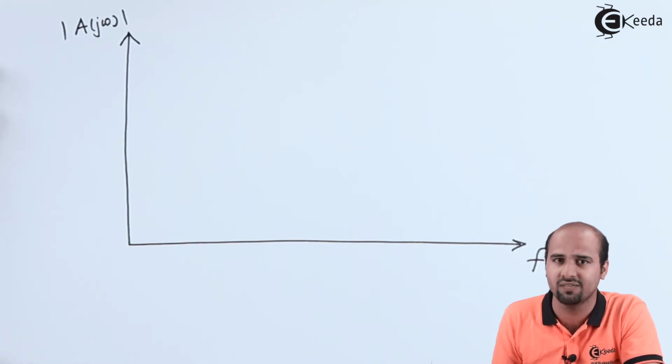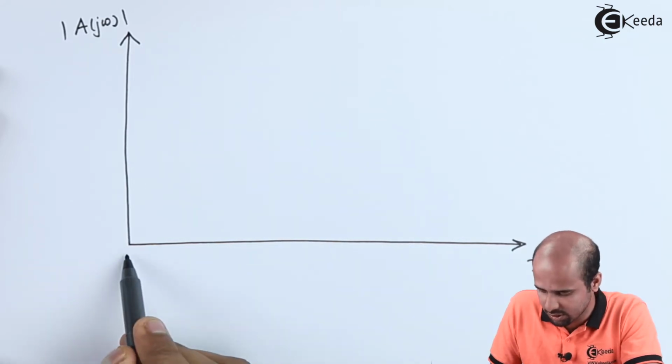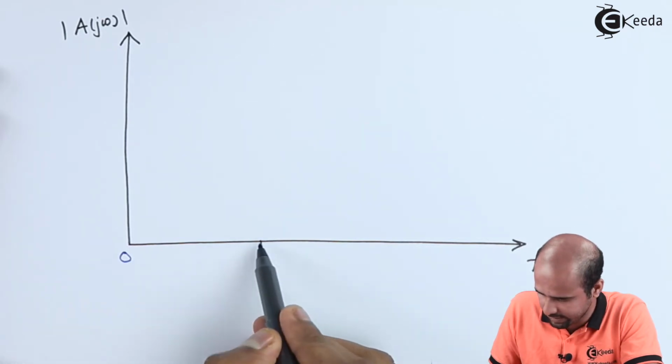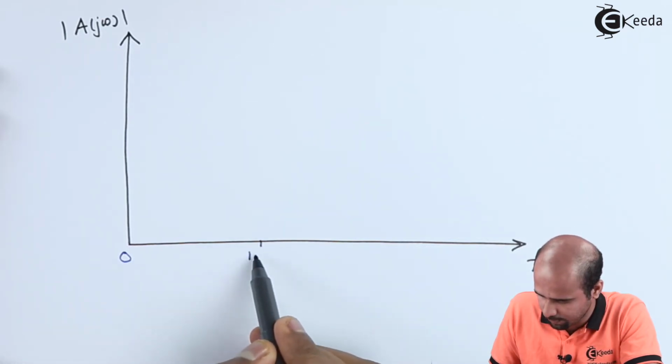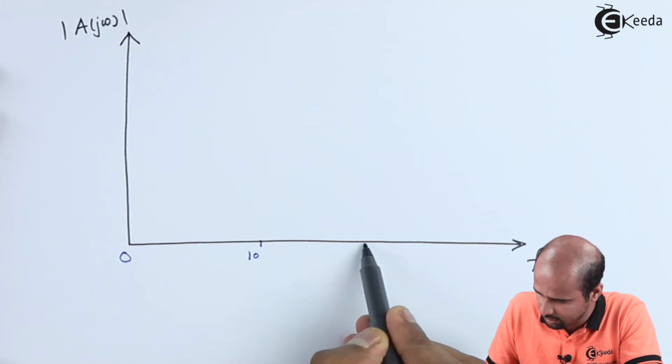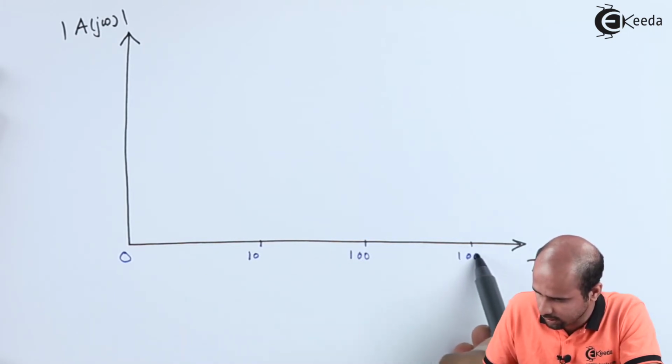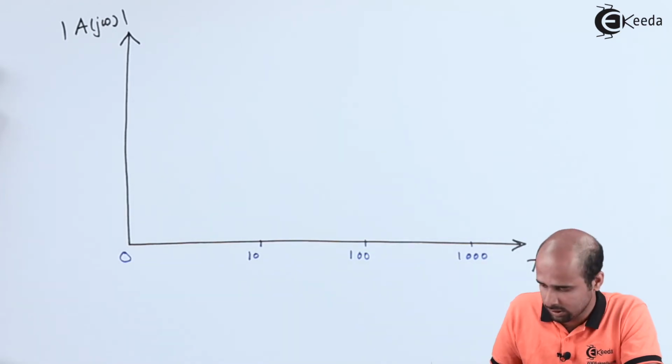In case A, we have understood that the value of A is increasing as frequency is increasing. In another way, if f is decreasing, then the value of A is decreasing. But we are starting from 0th frequency, which is practically not possible. So here, let's say this is 10. This is logarithmic scale. So this is 100 and this is 1000 and so on.